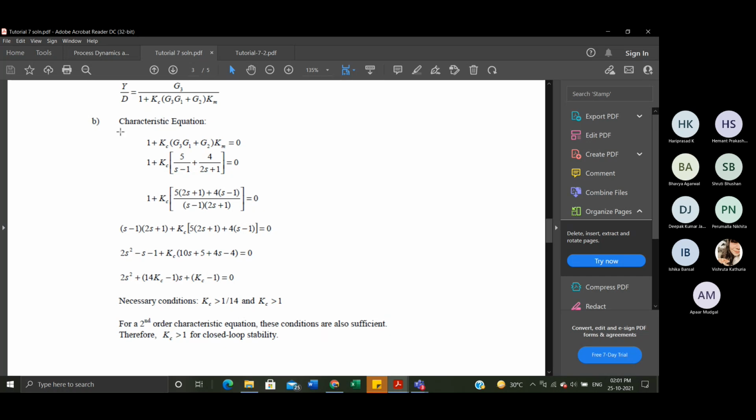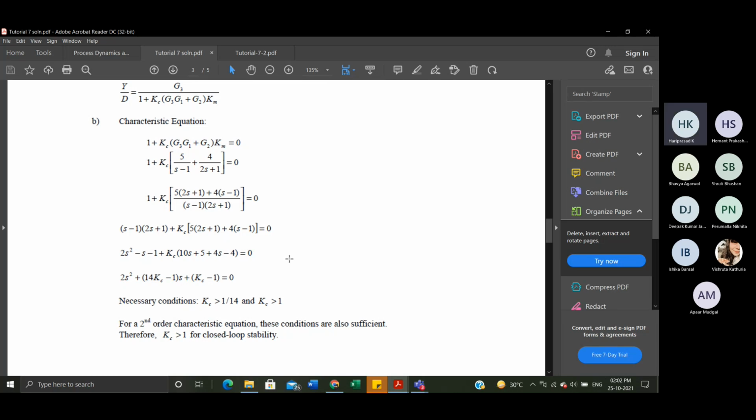It is a simplification of the characteristic equation. We find that it is a quadratic equation, and we can just put the quadratic equation's coefficients positive for the stability criteria. This is the only condition you require to make the closed loop stable in this system.